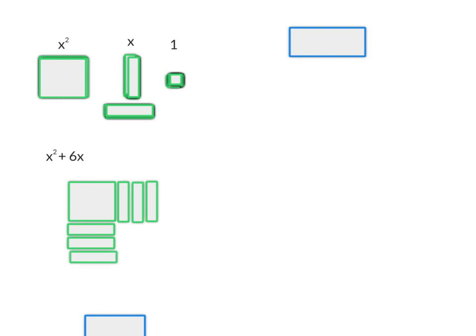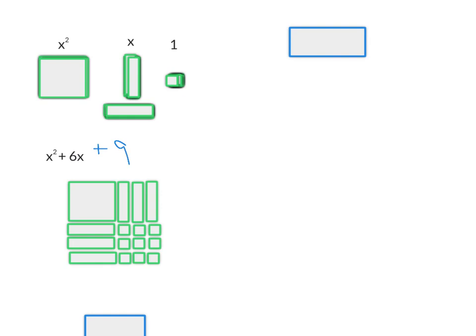Now I need to figure out what I need to add in to fill in this square here. So I'm going to add 1s until my square is complete. Okay, now that my square is complete, I noticed that I had to add in 9 ones. So to complete my square, I would have to add 9 to my expression.